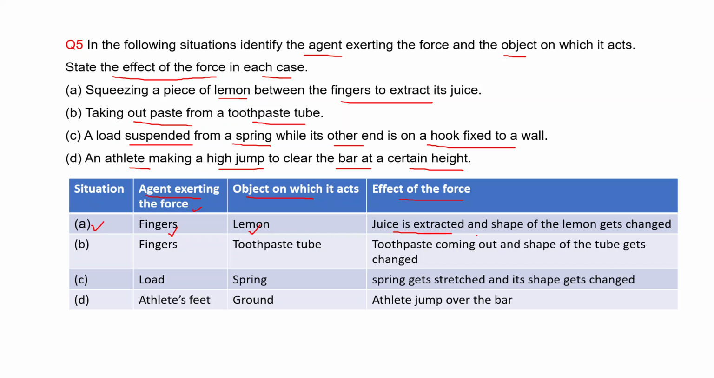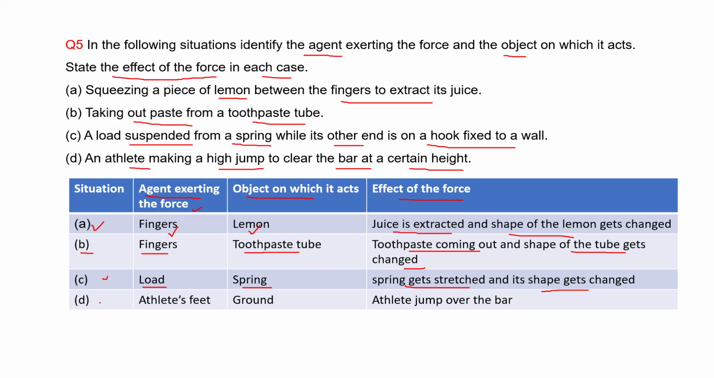Juice is extracted and the shape of the lemon gets changed. In the second example, the agent is taking paste out of a toothpaste tube. Again, the agent is fingers, the object is the toothpaste tube, and the effect is toothpaste coming out and the shape of the tube getting changed. In the third case, it is a load suspended from a spring while its other end is on a hook fixed to a wall. That is, the agent is the load, the object is the spring, and the effect is the spring gets stretched and its shape gets changed.